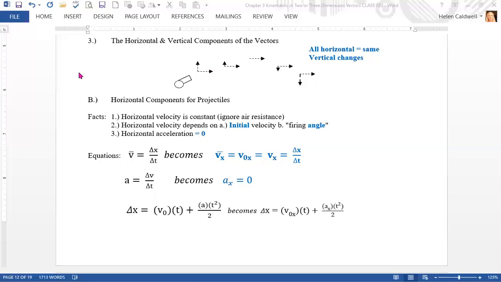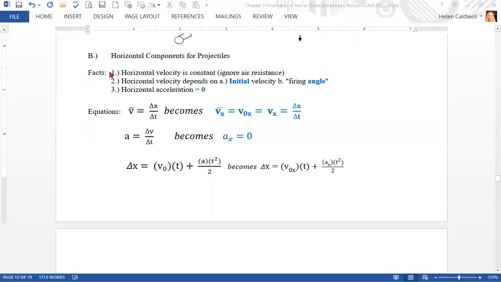So what we want to do is take our equations and change them so that we can use them for projectiles. So horizontal velocity is a constant. That's a fact we need to know if we ignore air resistance. The horizontal velocity depends on the initial velocity. So how good is your throwing arm? If you can throw a baseball at 50 miles an hour, or maybe you're not so good and you're lucky to get 10 miles an hour out of it. And then the second one is the firing angle.